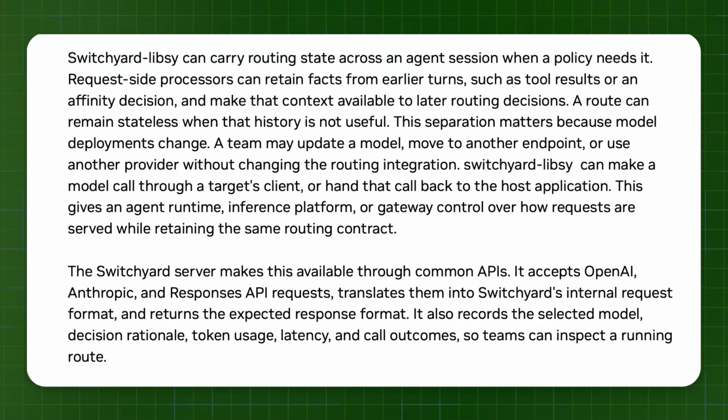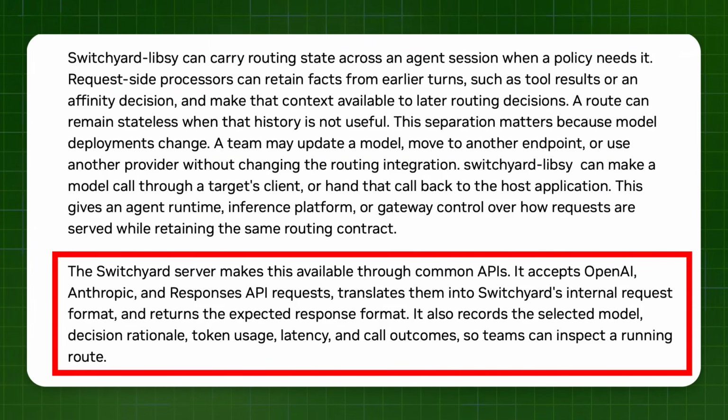Another cool thing that this has got is built-in observability. So you can get logs from a selected model. You can get the decision rationale of why it decided to route to a particular model. You can get token usage, latency, outcomes, all from being able to inspect what's actually going through this router here.